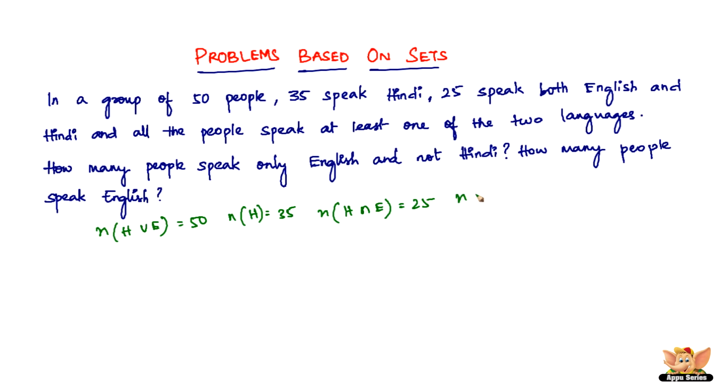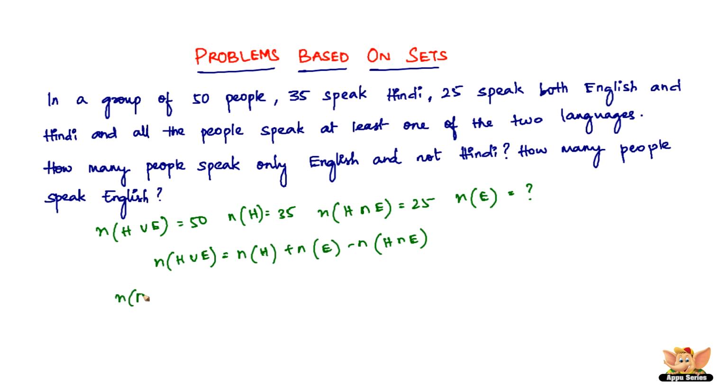We can easily find out how many people generally speak English. We just have to find N of E. We don't care if they speak other languages or not. All we have to know is, do they speak English? Yes or no? So first, we will find how many of them speak English. We can use a simple formula, N of H union E equals N of H plus N of E minus N of H intersection E, because we've got most of the data and we just have to find N of E.